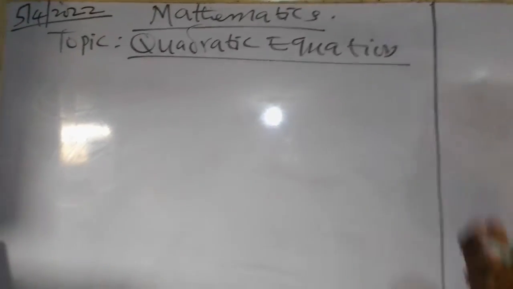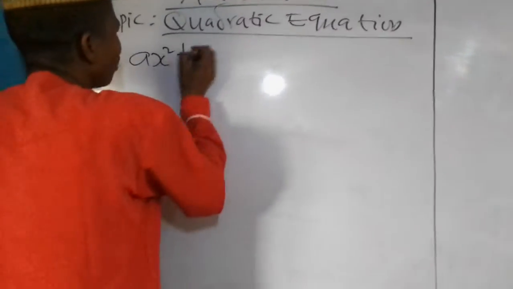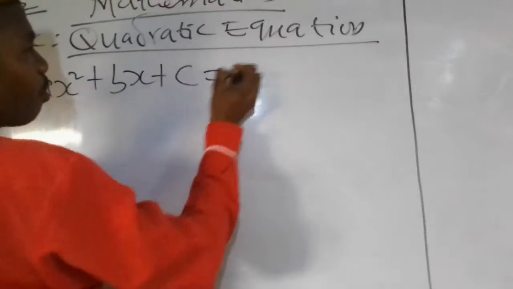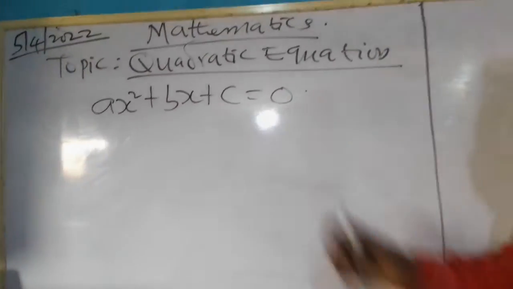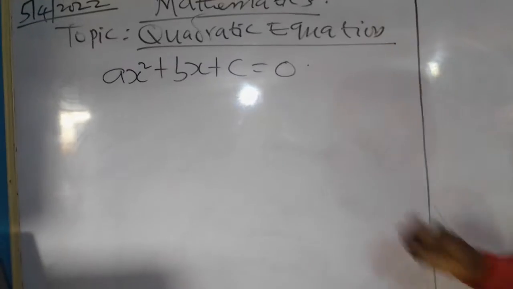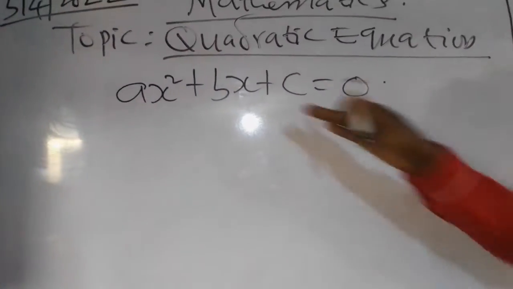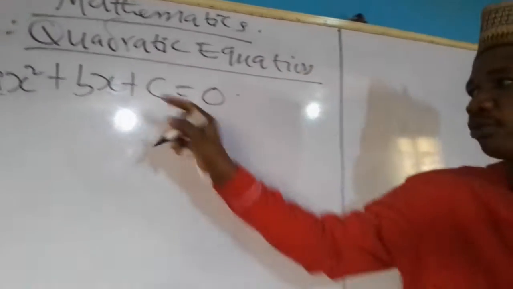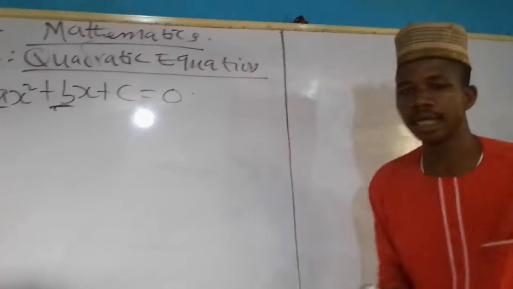A quadratic equation is a type of equation which can be expressed in the form of what? ax squared plus bx plus c is equal to 0, where the coefficient of x squared is a, the coefficient of x here is b, and that of c is 1, isn't it?